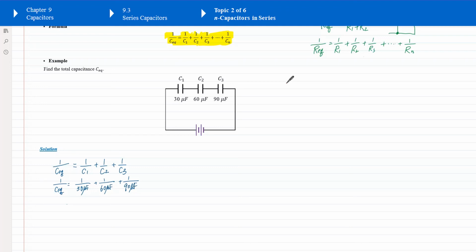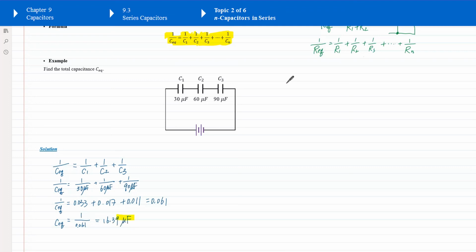After entering these numbers into a calculator, we got 1 over Ceq equals 0.033 plus 0.017 plus 0.011, and that equals 0.061. Ceq equals 1 over 0.061. And so this equals 16.39 microfarad.